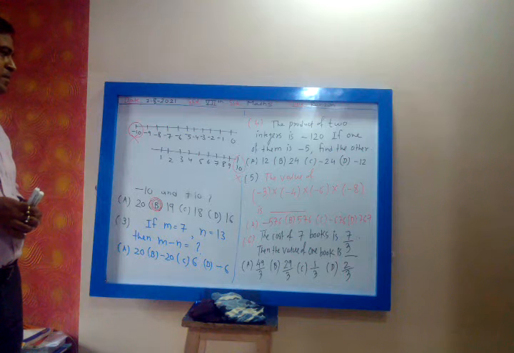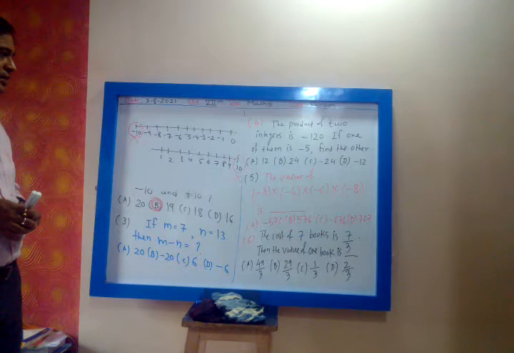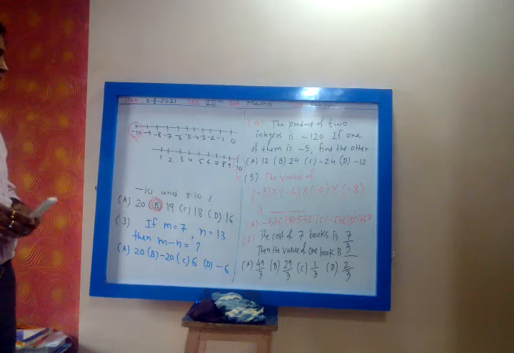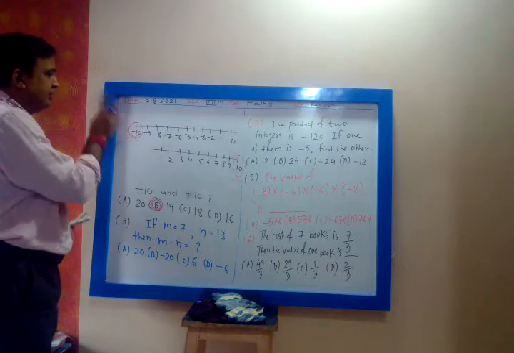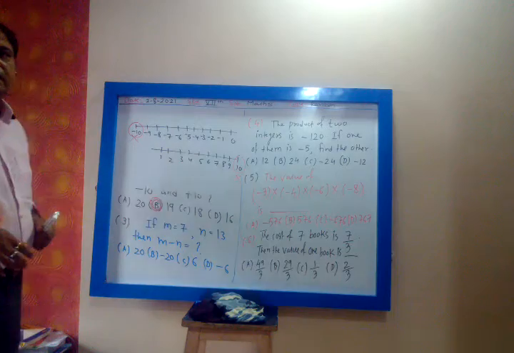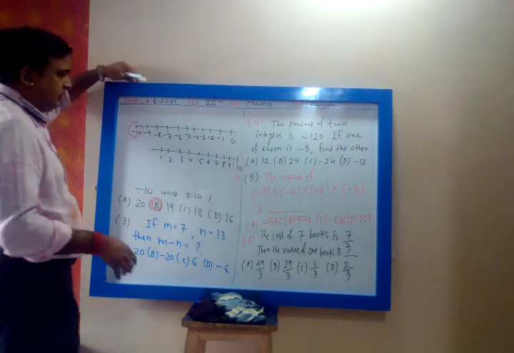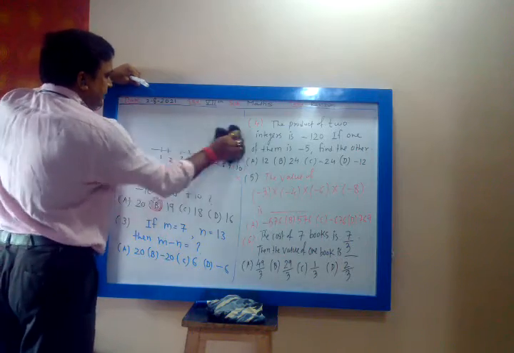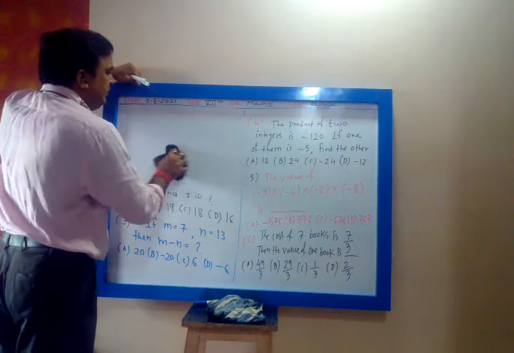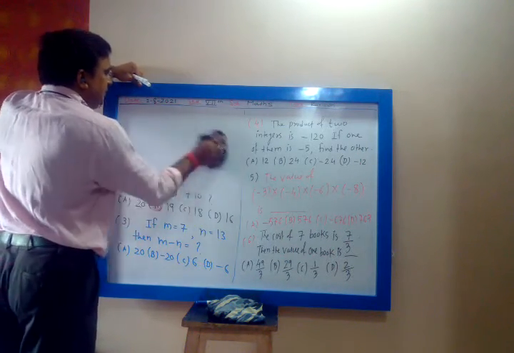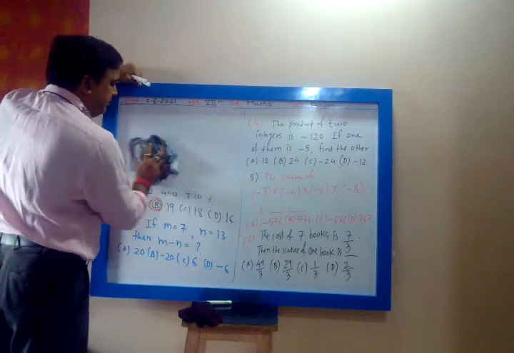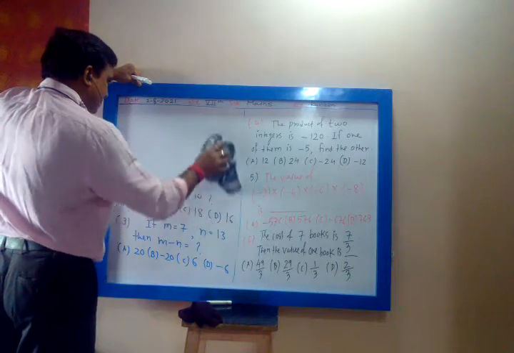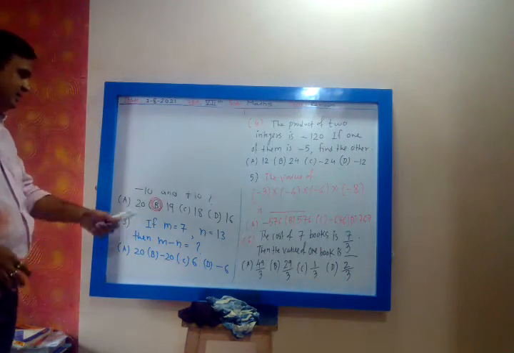Understood? Yes, 19 is the correct answer. Between means you have to exclude the end numbers. From means you have to include the end numbers. This I have taught you. So the correct answer is B, 19.